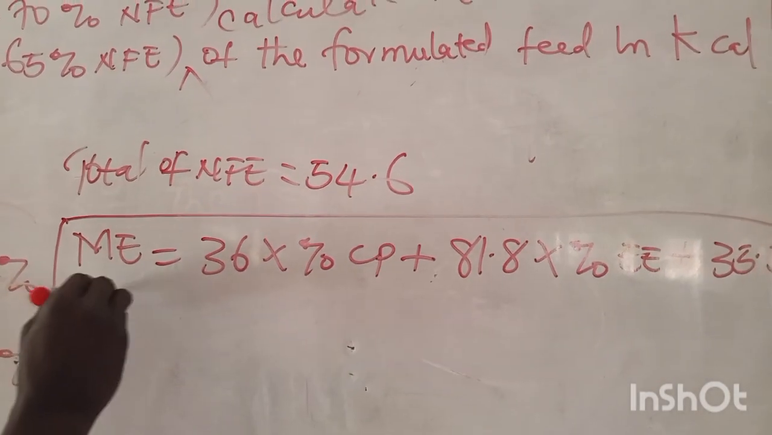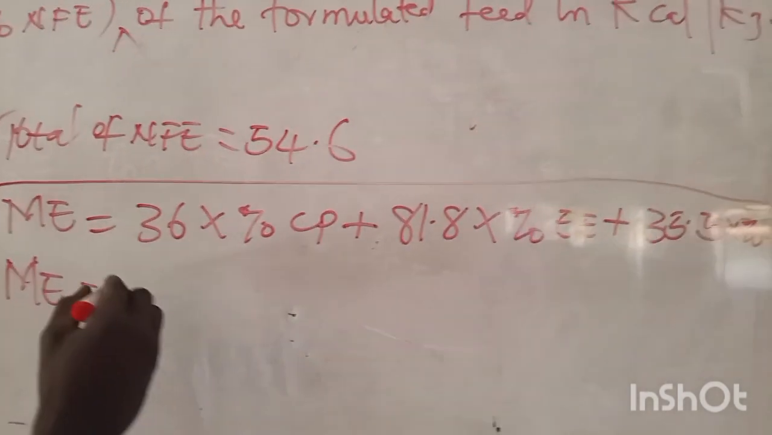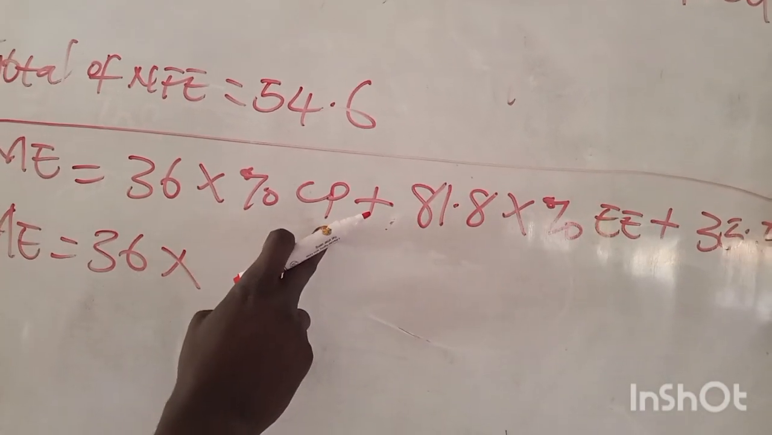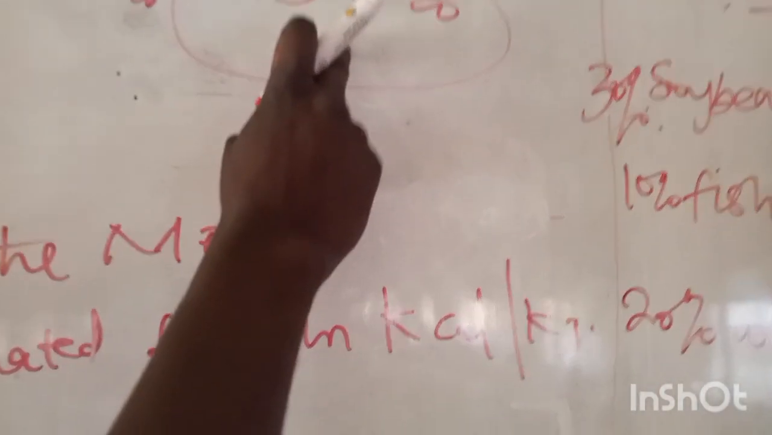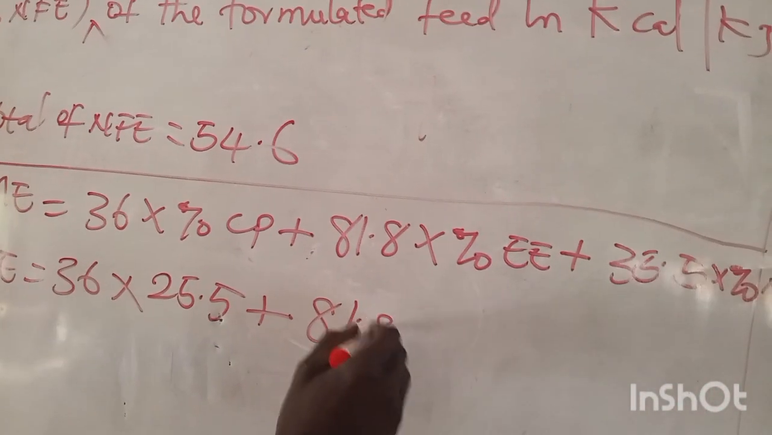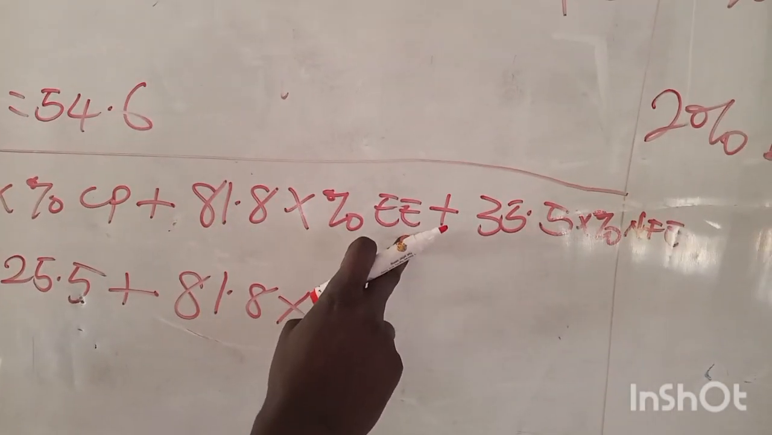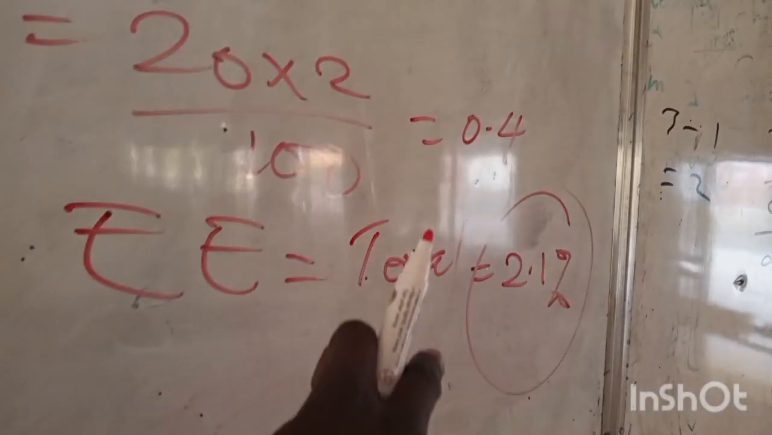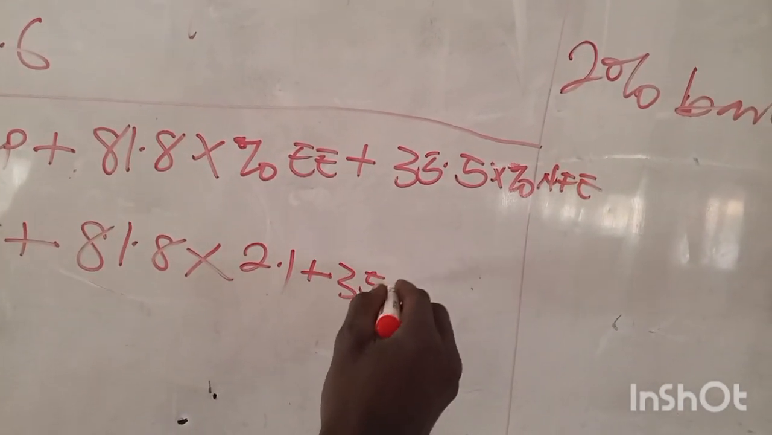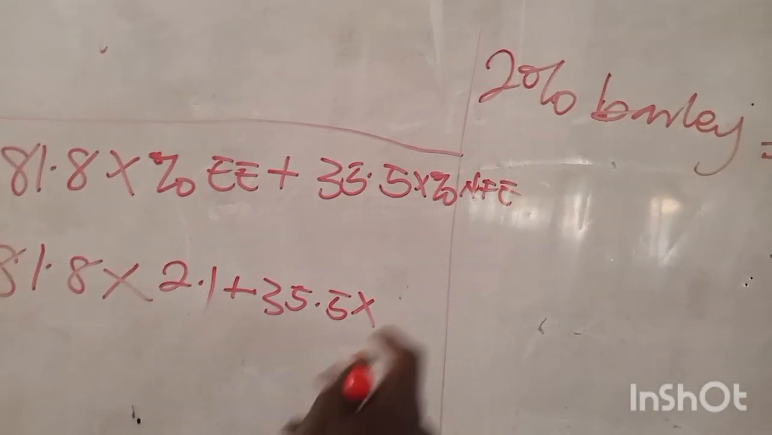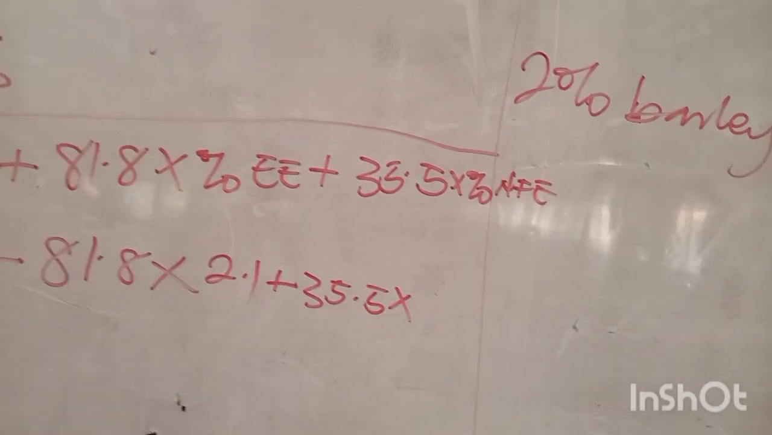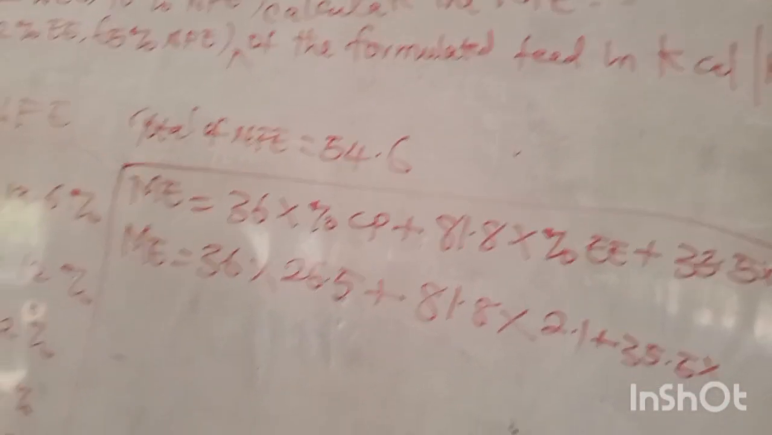Now, we see that ME for this particular feed is equal to 36 times the percent of CP. What is that CP? Remember, CP is 25.5. So we have 25.5 plus 81.8 times this value for EE, and our value for EE as of then was 2.1, plus 35.5 times the value for NFE, which was what? Where is it? Our NFE.